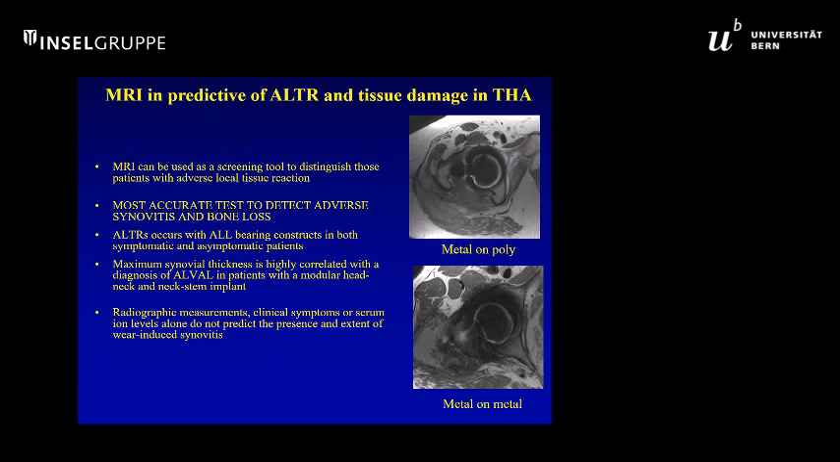So we'd submit that MR can be used as a screening tool, at least based on our data, most accurate to assess adverse host-mediated synovial response and bone loss. They occur in all bearing constructs. Maximum synovial thickness is what you want to correlate to. And radiographic measurements, clinical symptoms, and serum ion levels alone do not predict the presence and extent of wear-induced synovitis.